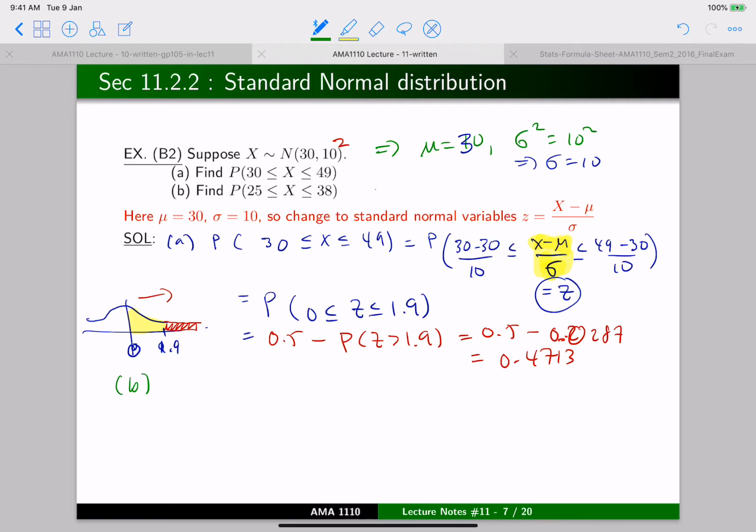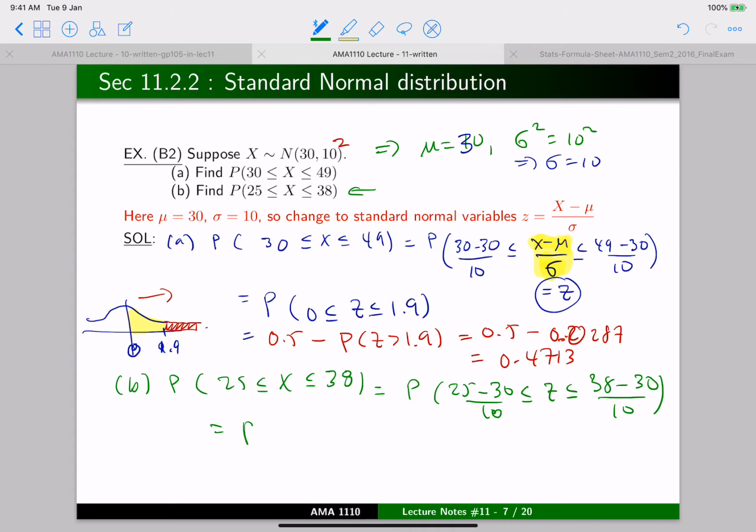What about b? So we want to find the probability that x falls in between 25 and 38. Well, again we normalize. So 25 minus 30 over 10, let's give it a z, and 38 minus the mu, which is 30, over the standard deviation 10. It's the probability that z is in between minus 0.5 and 0.8. Once you plug it into the calculator, how do we figure out these areas?